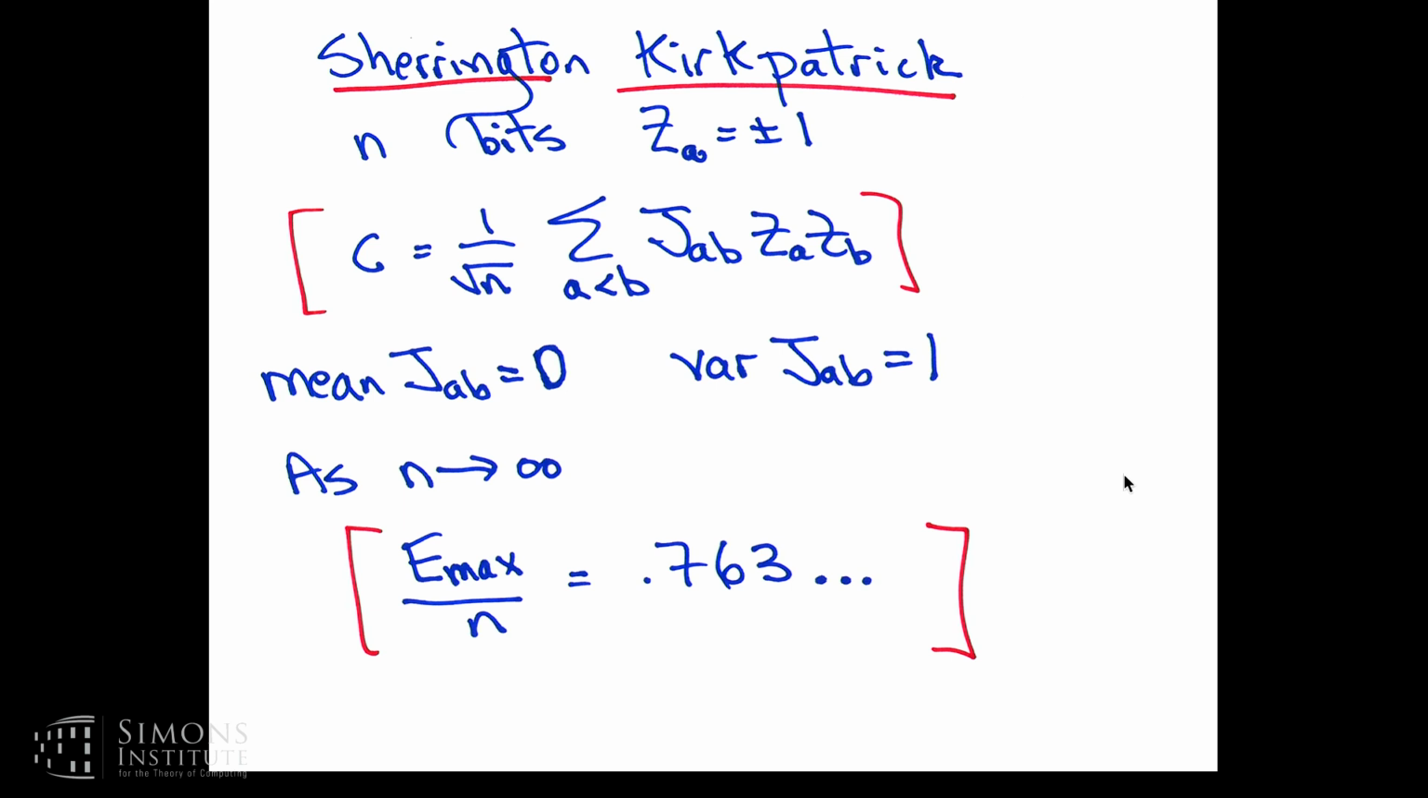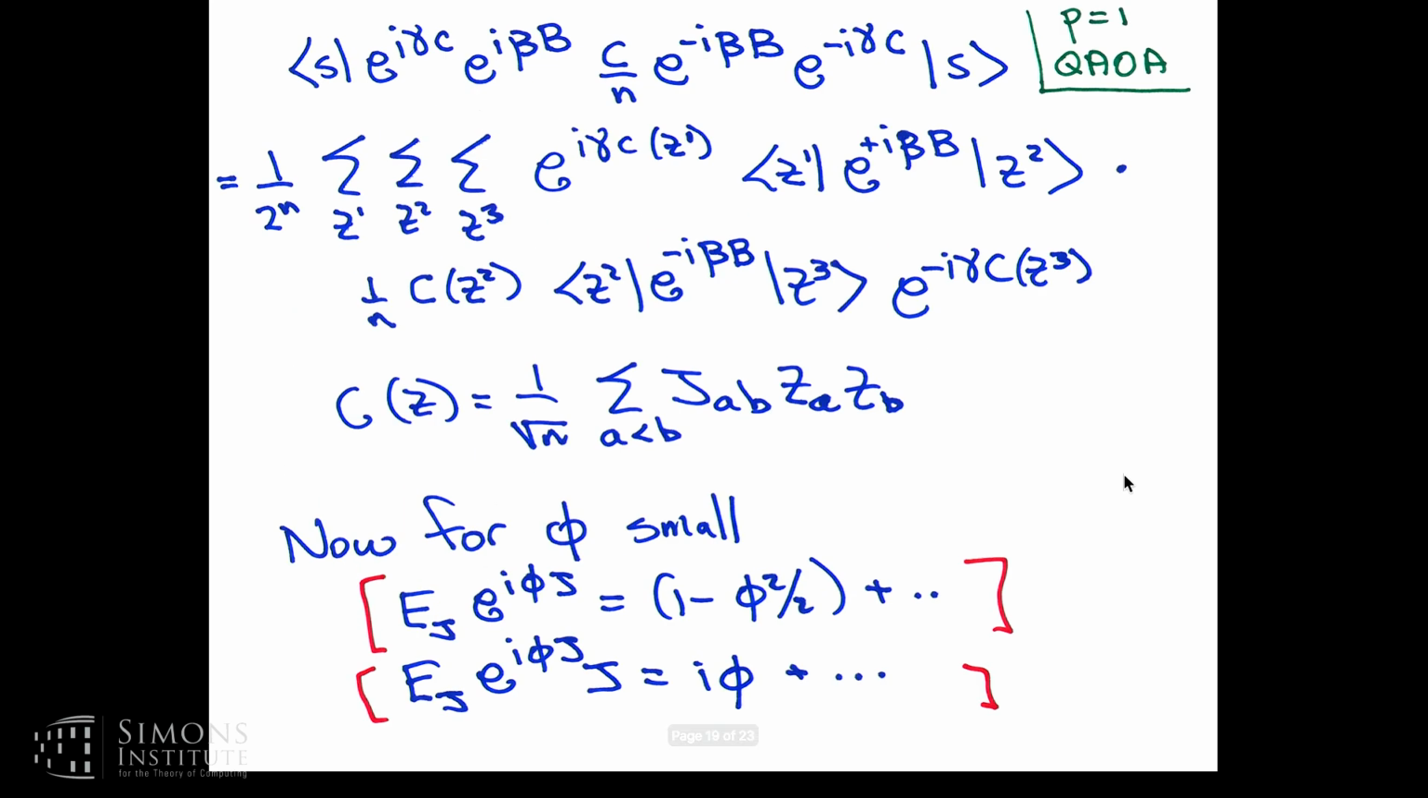So do you know the configuration or do you know the energy? No, it just tells you the energy. It doesn't give you the configuration. What I'm after now is finding configurations. Exactly. It tells you the energy, not the configuration. Right. So now I want to look at the p equals 1 QAOA.